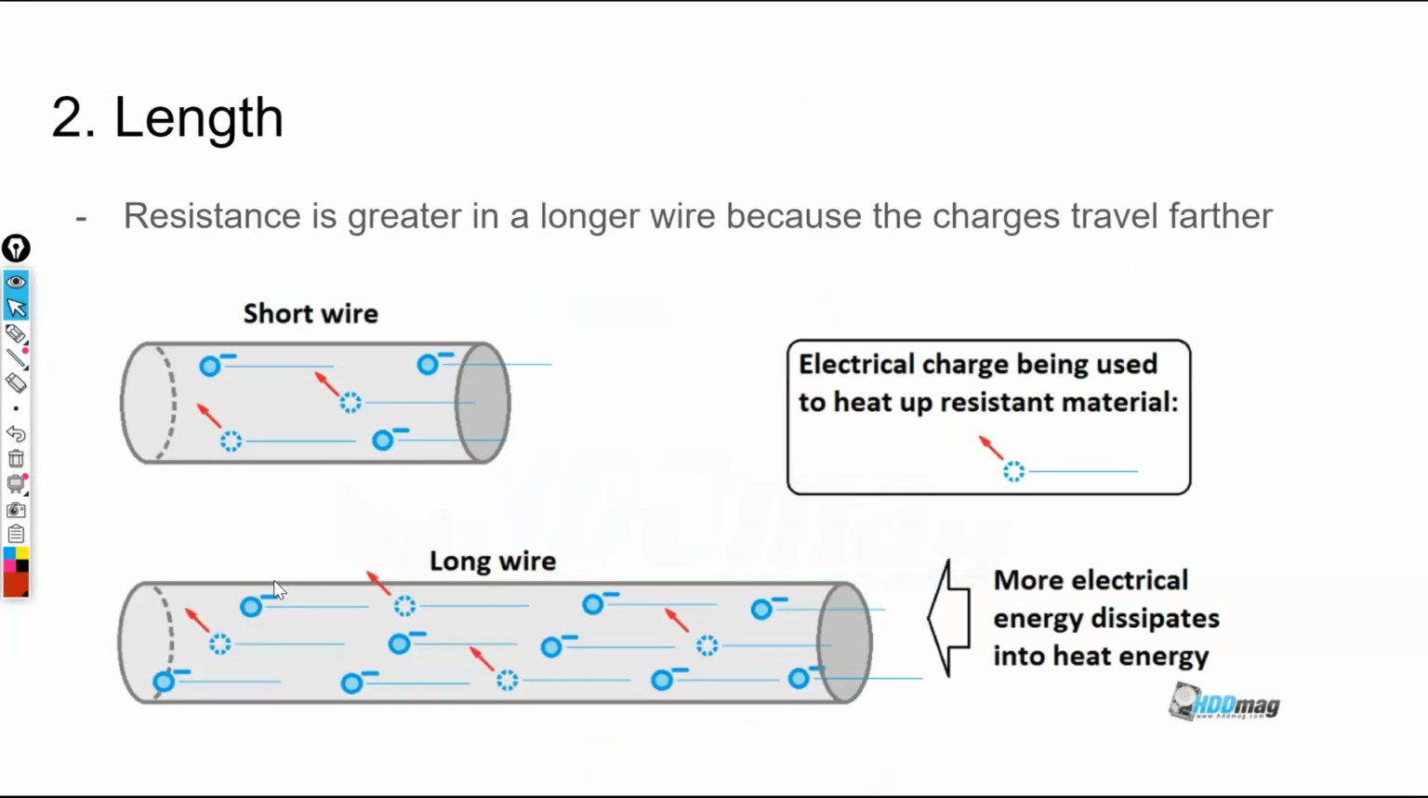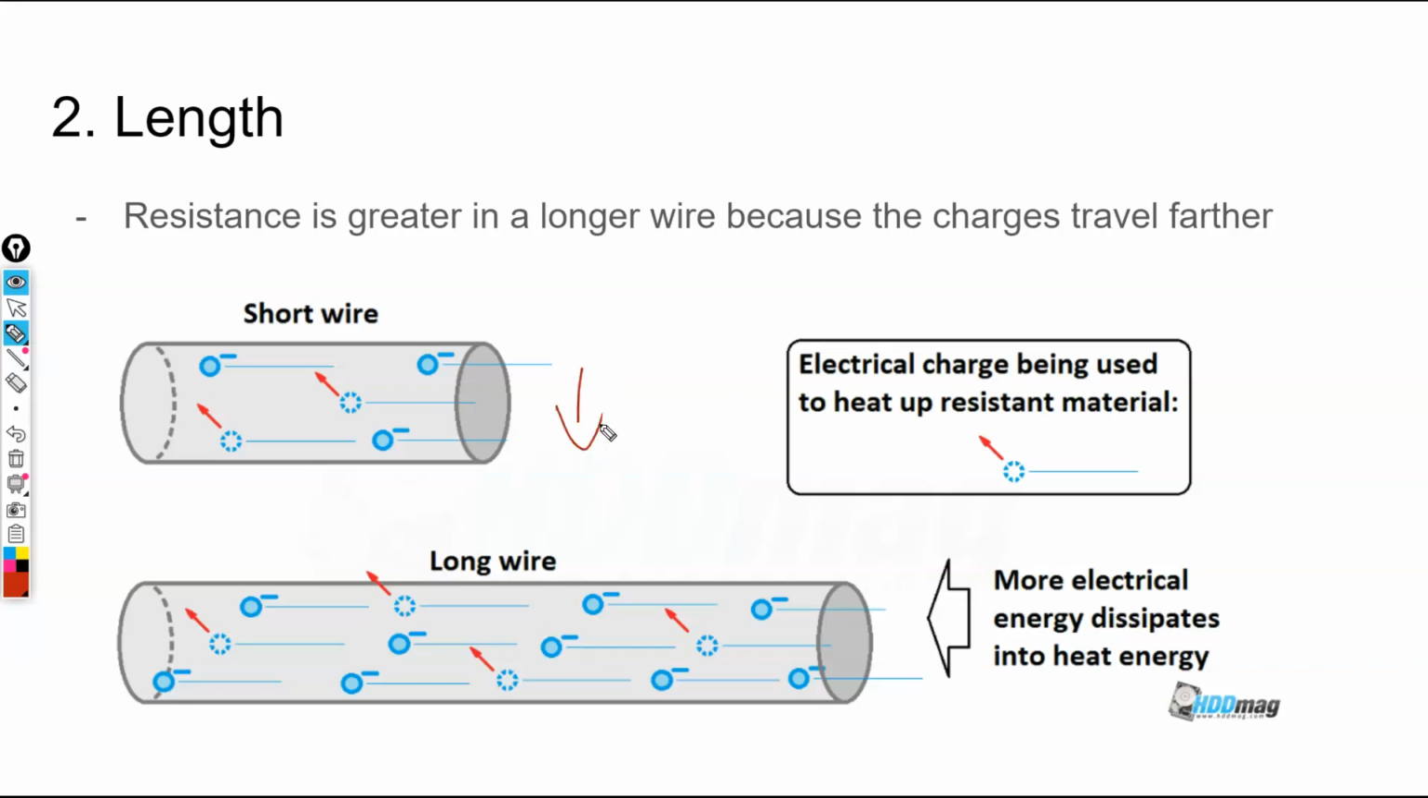The next thing that determines resistance is the length of the wire. When you look at this, resistance is greater in a longer wire. It just makes sense because if you have a longer wire compared to a short wire, there are more opportunities for the electrons to collide with things and then dissipate the current. While in a short wire, there's not as much chance for it to collide with things, which means the resistance will be lower.